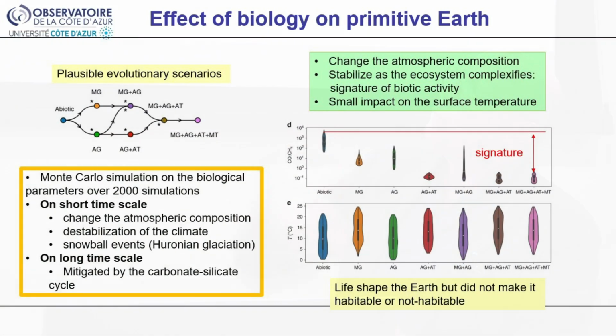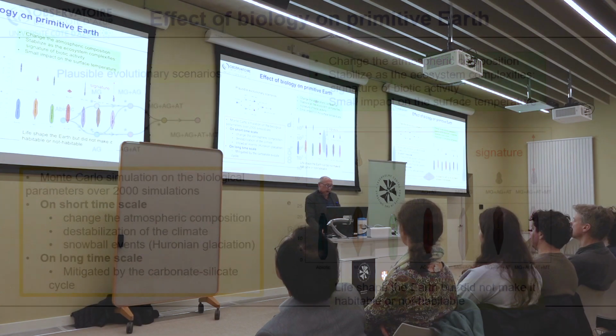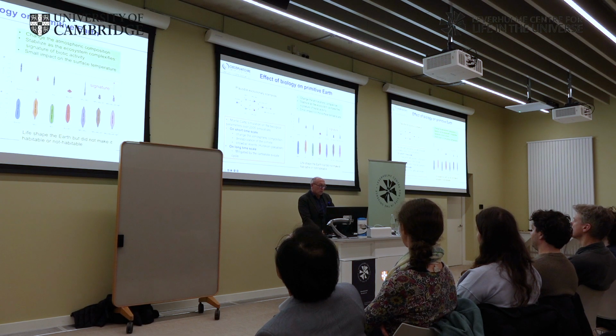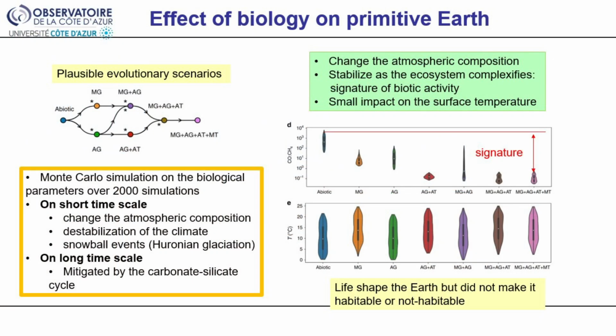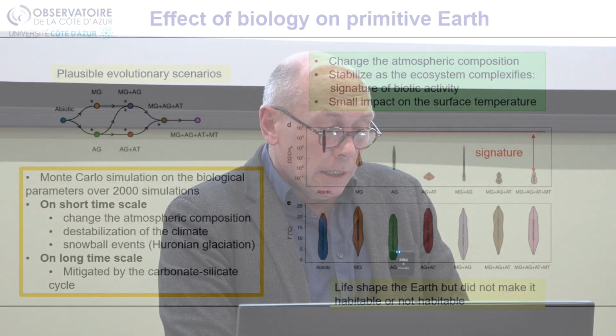So we play with different evolution scenarios, and what we found is what you have here on the right, which I think summarizes the result of those studies. Here we're just plotting the CO2/CH4 ratio of the atmosphere. Here, that's when you have nothing. As soon as you put biology in, you have an impact on the atmosphere.